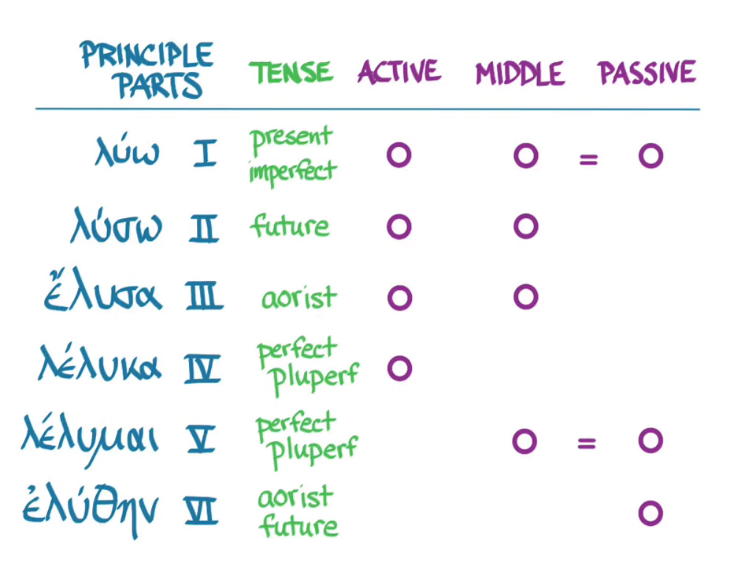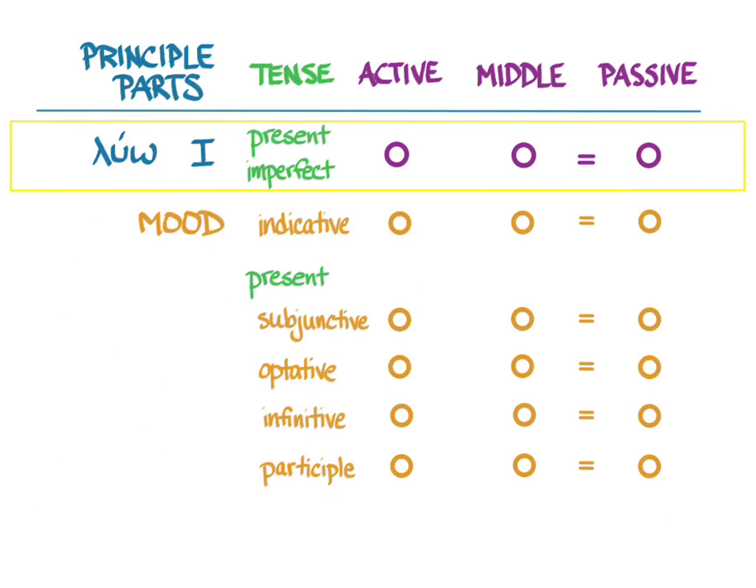Here's a quick reminder of all of the things that the principal parts do, which tenses and voices they each are responsible for. Since poieo only has anything different going on in the first principal part, that's all we really have to worry about. So that means we'll be looking at all of the things that we get from the first principal part, which means the present and imperfect indicative, active, middle, and passive, and the present subjunctive, optative, infinitive, and participle in the active, middle, and passive. That's quite a bit to cover, but we'll take care of all of it in this video.